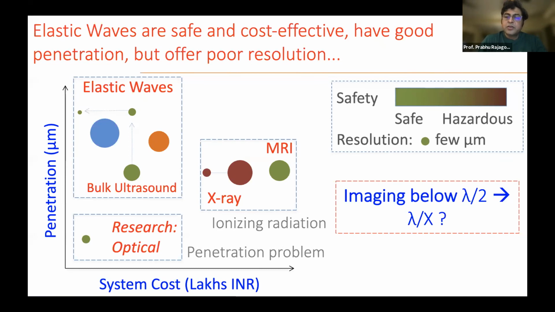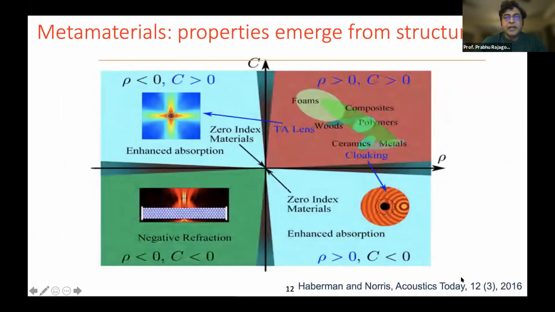So there are two ways to do this. One, we go to very high frequencies, and I'm going to talk about that last if I have time. And the other is we try to break this resolution limit. So why only lambda by 2? Can we go lambda by x? That's the first aspect that we started looking at. And this is what led us to metamaterials.